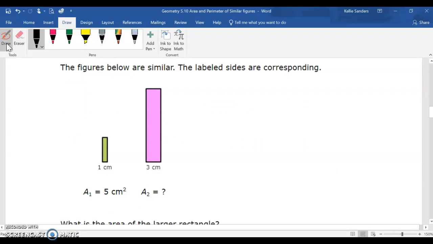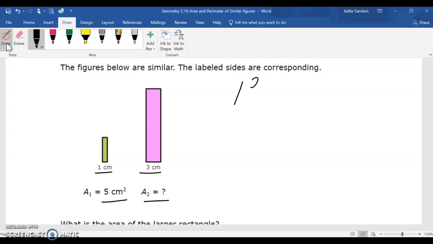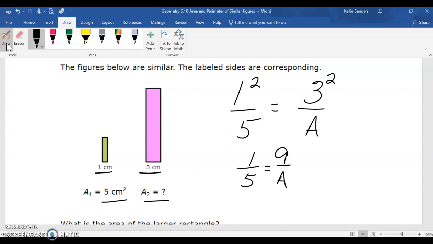The figures below are similar. The labeled sides are corresponding. So again, they give us length and they're talking about area. So you're going to square the lengths and keep the area. So 1 times 1 is 1, so that's going to be 1 over 5. 3 times 3 is 9, so that's going to be that. So if you cross multiply, 1 times A is A, 5 times 9 is 45. A is already by itself, so your answer is going to be 45.